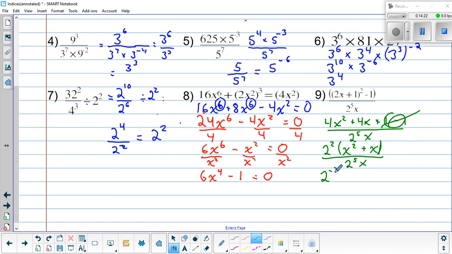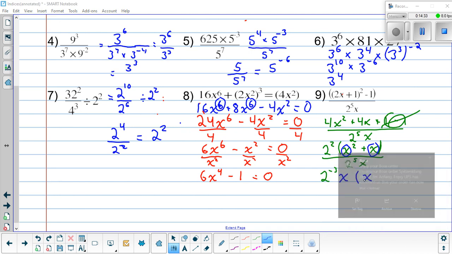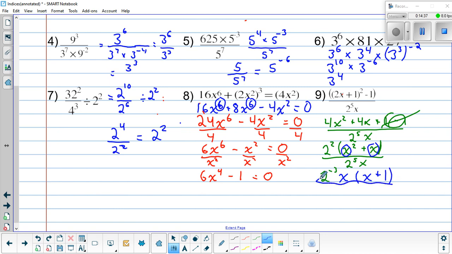And one thing I'm going to notice and point out here, I have an x here and an x here. So I know I can factor out an x. And I'll be left in the inside with x plus 1 all over x. The x's are going to cancel. And so finally I'll be left with 2 to the minus 3 x plus 1, and I can state that like that or remove the brackets, all up to you.